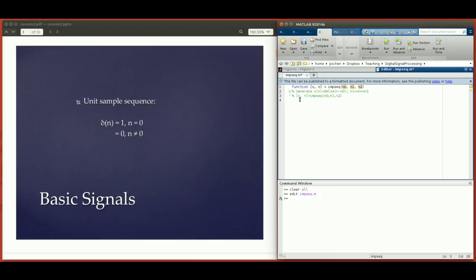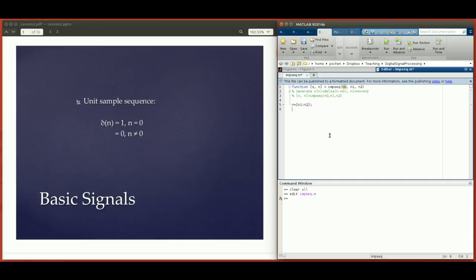So this way, if the user types help impseq, then it's going to display these two lines. The first line tells the user what the purpose of this function is. The second line tells the user how to use this function. So it's going to take three inputs and then generate two outputs, right? So now let's try to write the body of the function. What's going to be the horizontal axis? The horizontal axis is going to be simple. It's just going to be n1 colon n2. We're using a unit sampling interval. So the horizontal axis is going to go from n1 to n2 with a stride of 1.